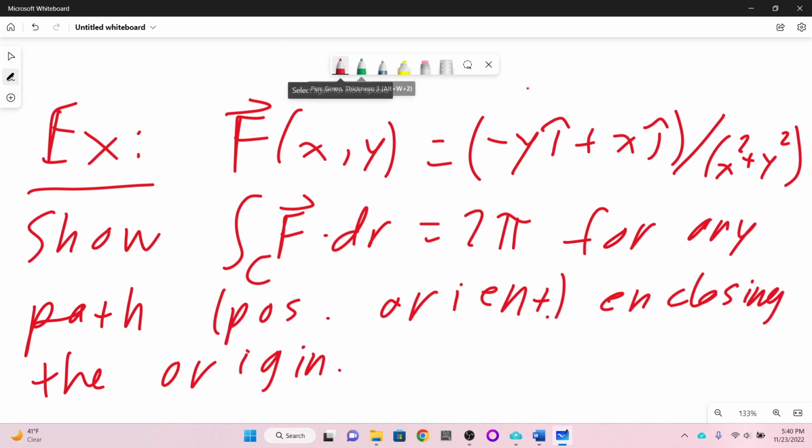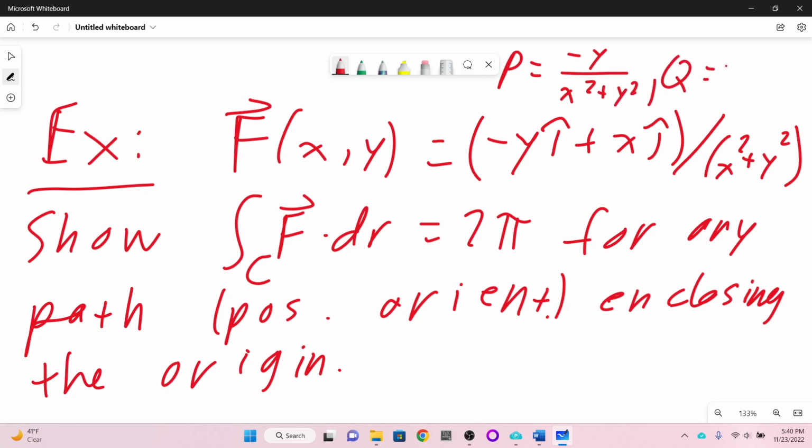And so that means P is negative y over x squared plus y squared, and Q is x over x squared plus y squared. As the denominator, x squared plus y squared gets distributed to both parts.